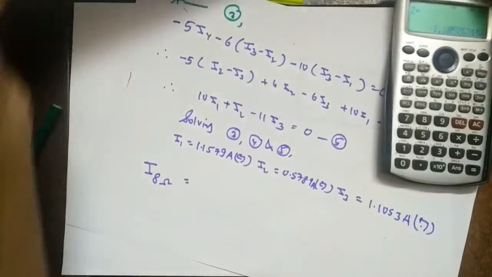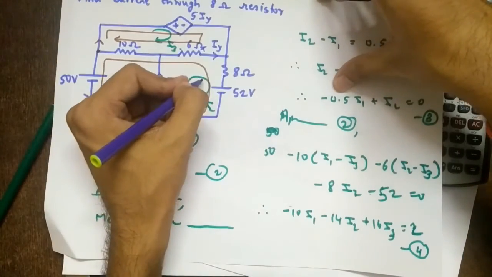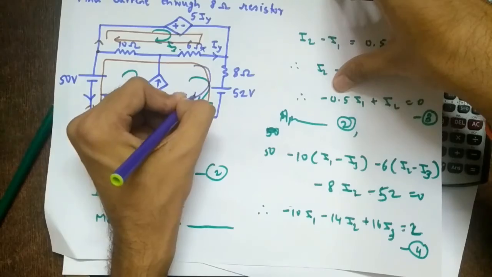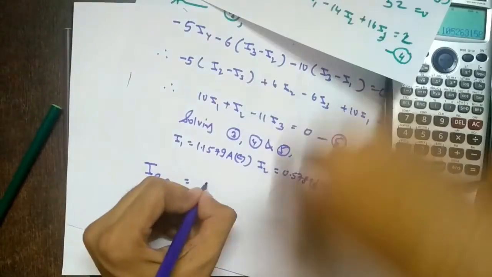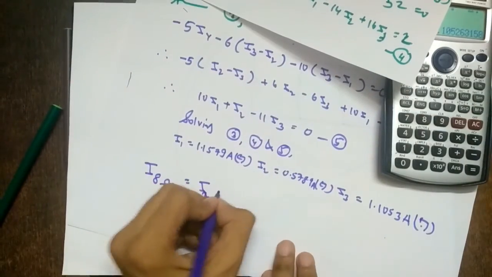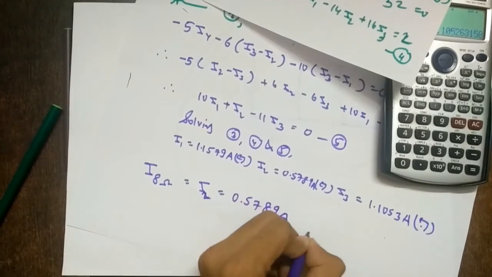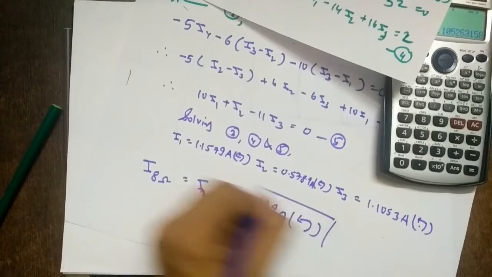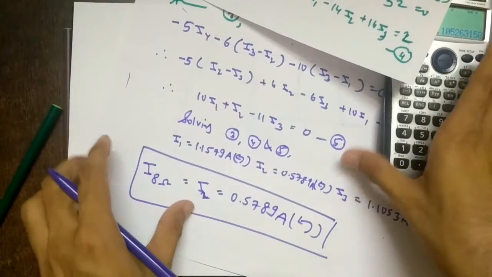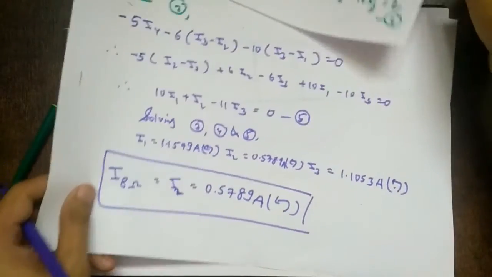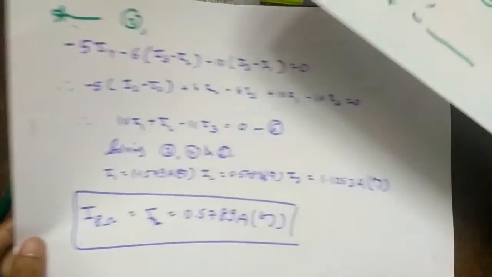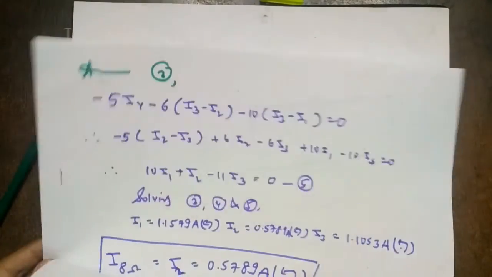So what is current through 8 ohms? It is nothing but I2 only. I2 is going like this. So it is nothing but current through 8 ohms. So equal to I2 equal to 0.5789 amperes anti-clockwise direction. Okay. So this is the way we have to solve sums on super mesh analysis using dependent sources.